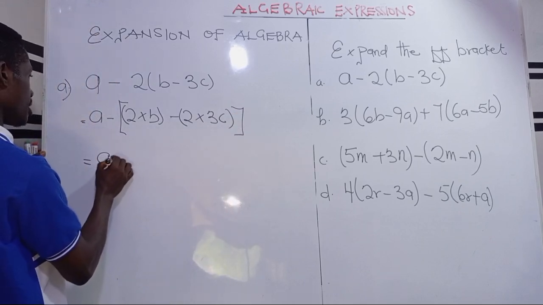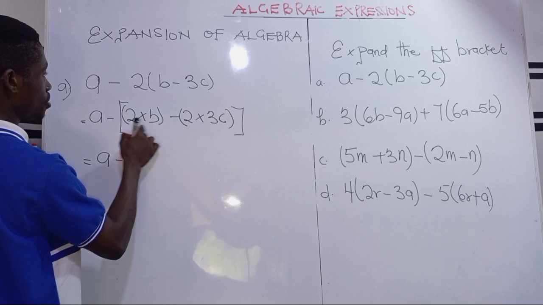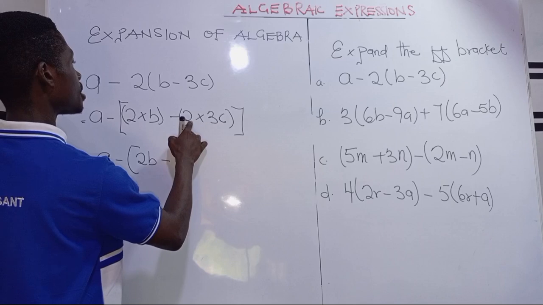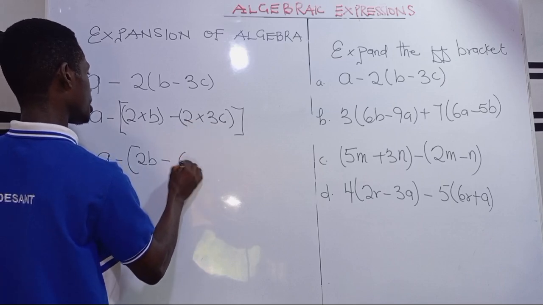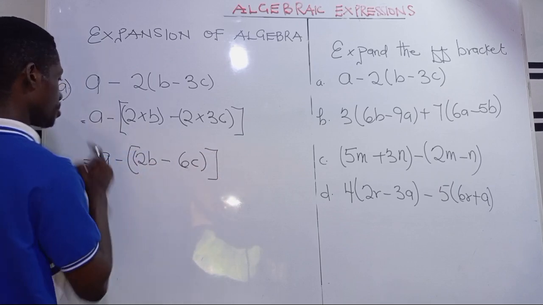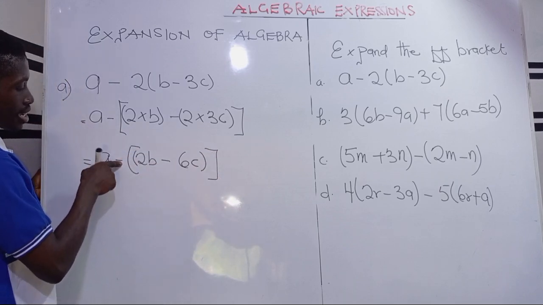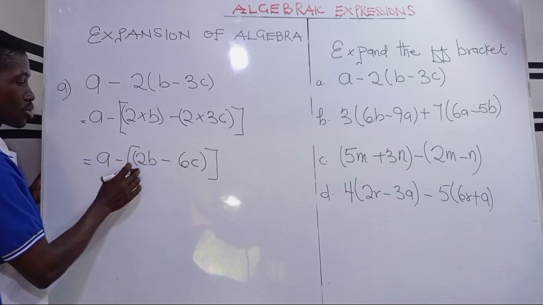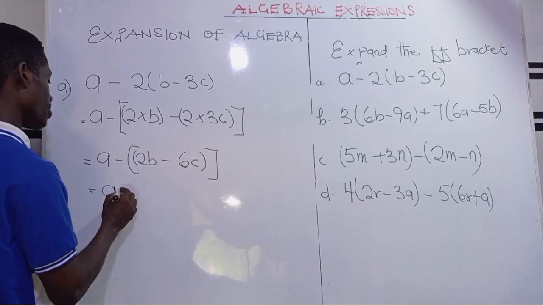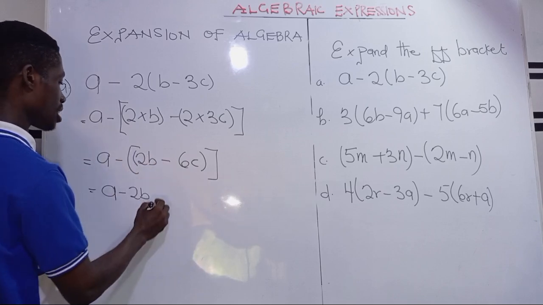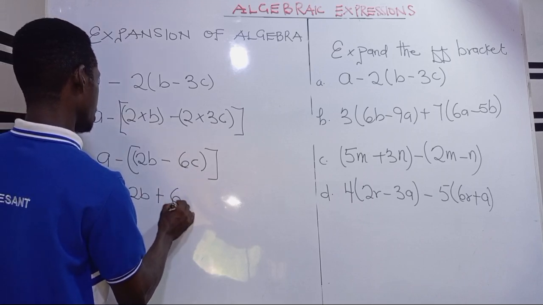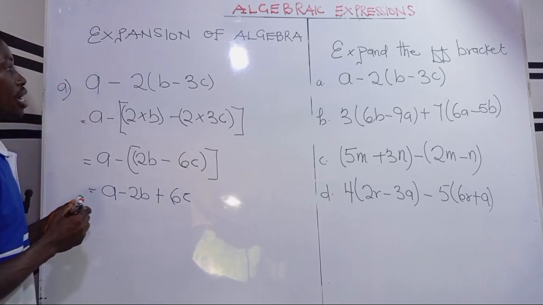So we have A minus 2 times B gives us what? 2B, minus 2 times 3C will give us what? 6C. Now we have a negative outside the bracket, so we have to expand the negative also. So we are going to get A, then minus times minus will give us positive, so it gives us what? 6C. So we are done.